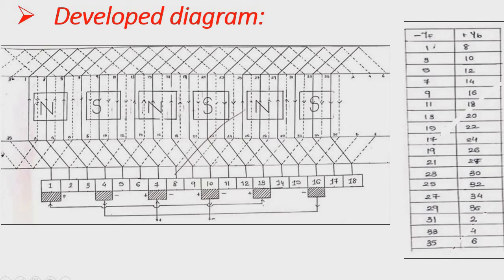So again, there are six conductors under the one pole, so provide upward direction of current to the first six conductors, then next six is downward current, then next six is upward current, then again six downward, six upward currents, then six downward current.